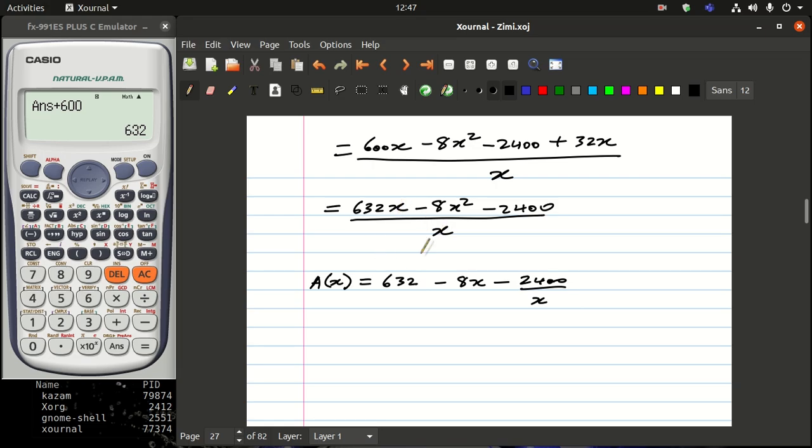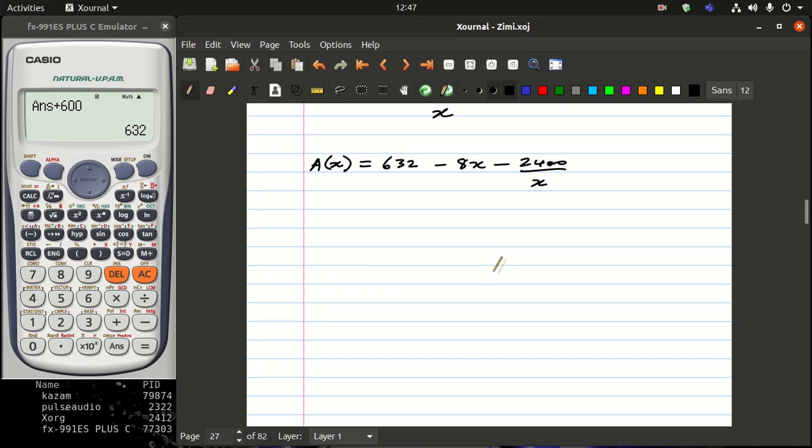Can you see that I divided by x here, I divided by x here, and then I divided by x? Why am I doing that? So that I can take my derivative easily. And of course, you know that this thing here is the same as 2400 times x raised to minus 1. Having a minus, it means it is in the denominator.